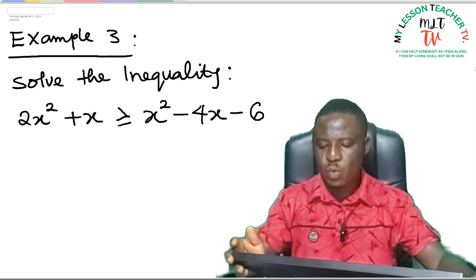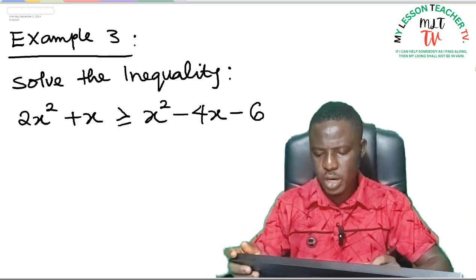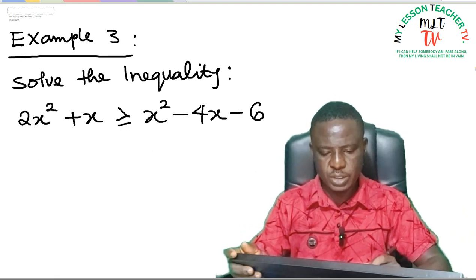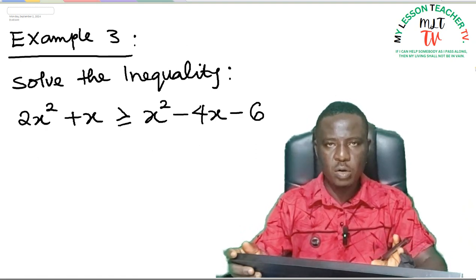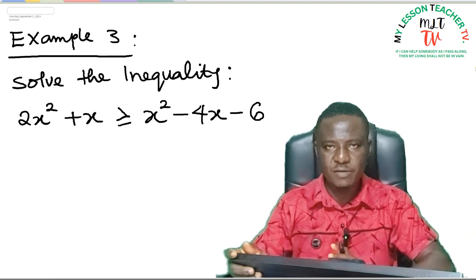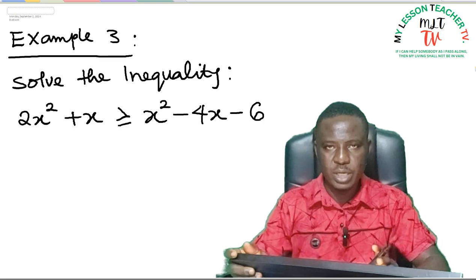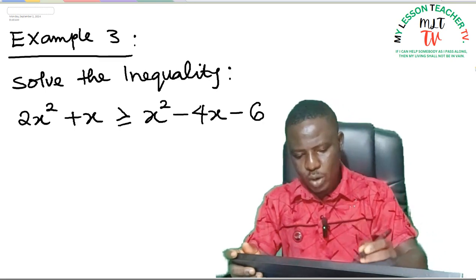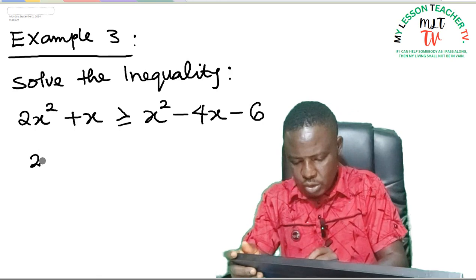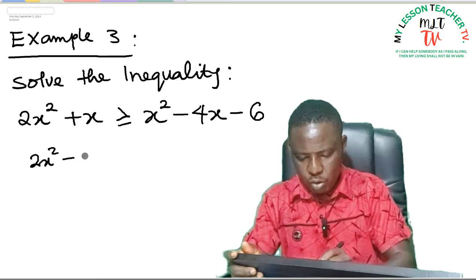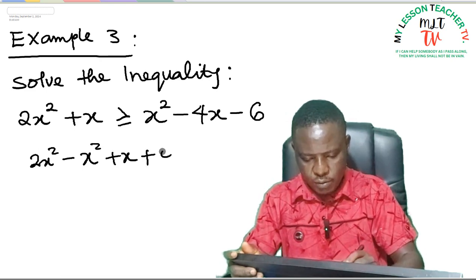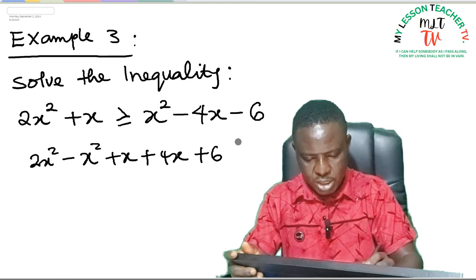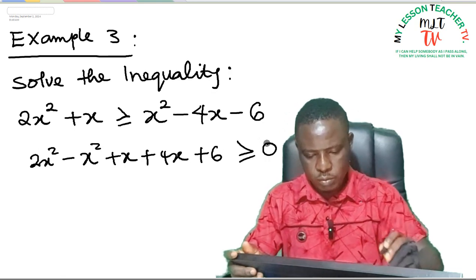Example 3, we are asked to solve the inequality 2x squared plus x is greater than or equal to x squared minus 4x minus 6. So what we are going to do in this case is collect like terms, move all the quadratic expressions to the left hand side while we allow 0 to be on the right hand side. So when you do that, you're going to have something like 2x squared minus x squared plus x plus 4x plus 6 is greater than or equal to 0.